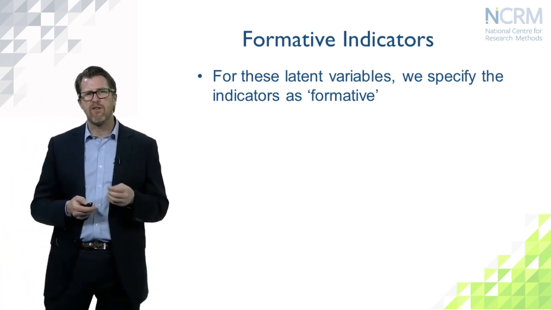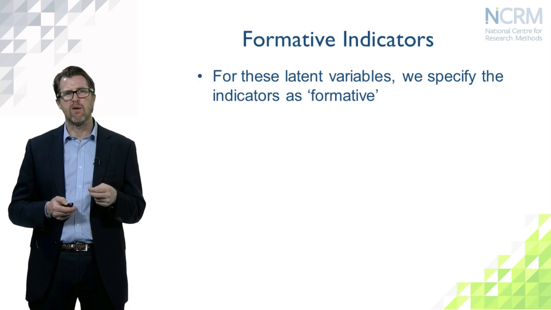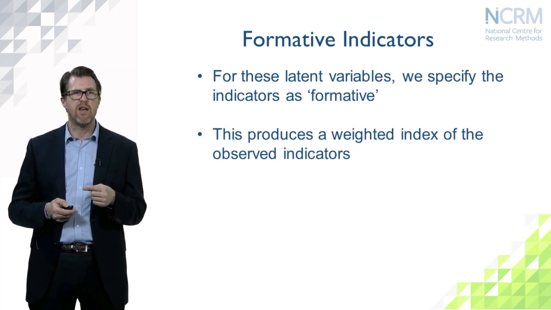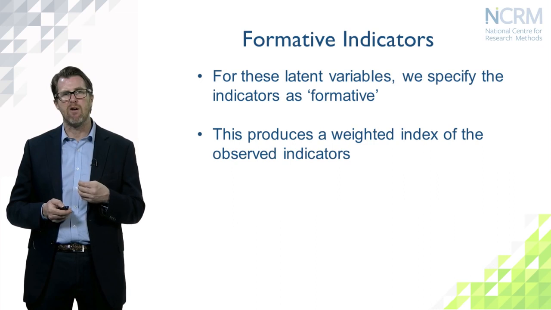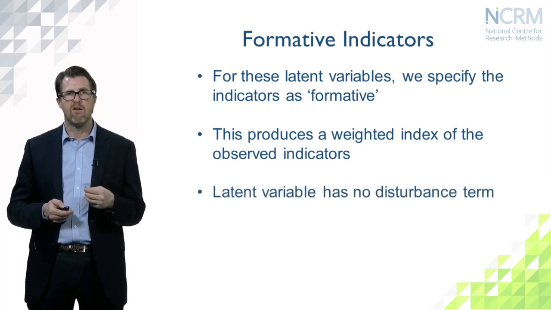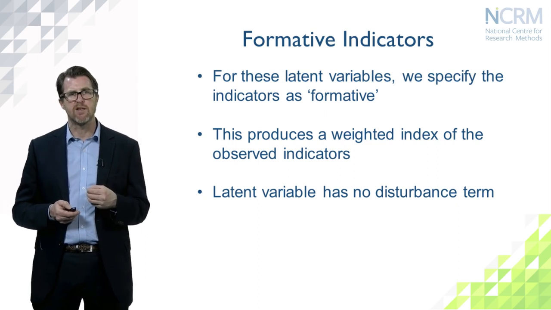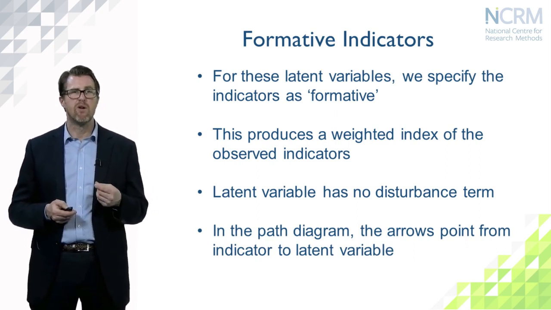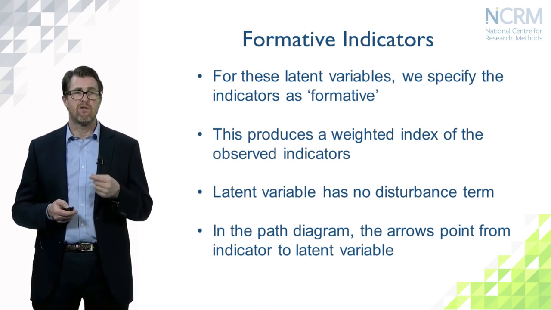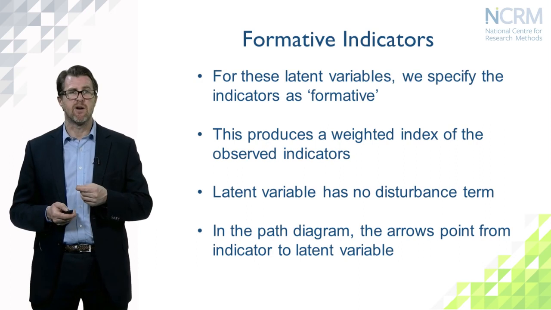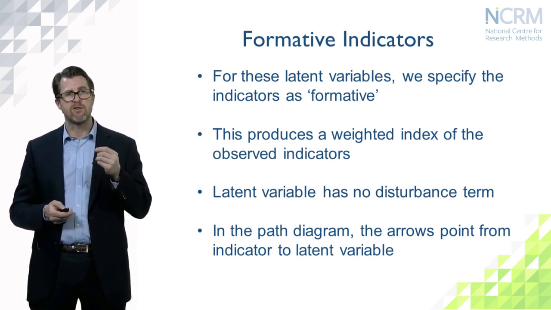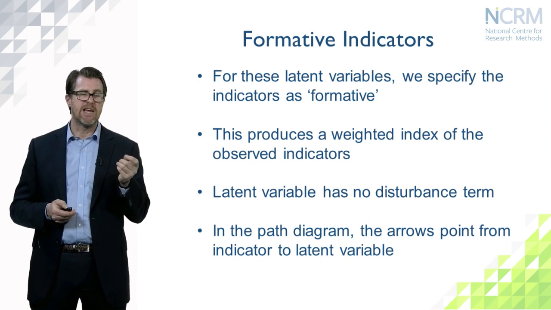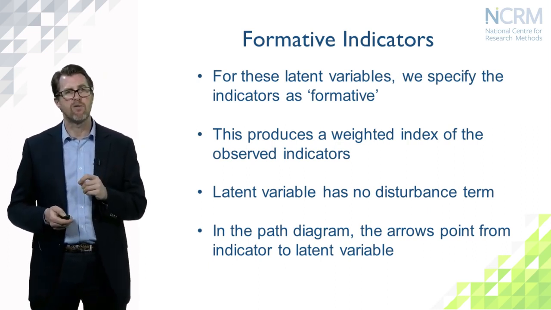Now, as I said, it's a different sort of latent variable now that we're dealing with. It's essentially a weighted index of the observed indicators, and it doesn't have a disturbance term. There's no error in it. So it's not the same kind of variable as we would have with a reflective indicator. The key thing is that in the path diagram, the arrows point from the indicator to the latent variable rather than the other way round. There are, of course, some quite different procedures for estimating this kind of model, but for now, the concern is to understand the conceptual difference and the fact that we have the indicators related differently to the latent variables.